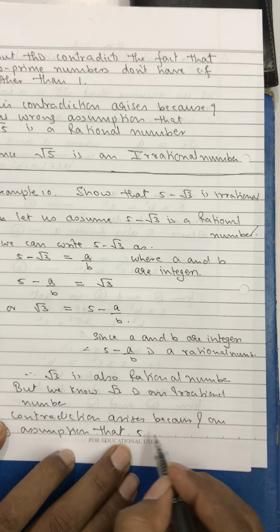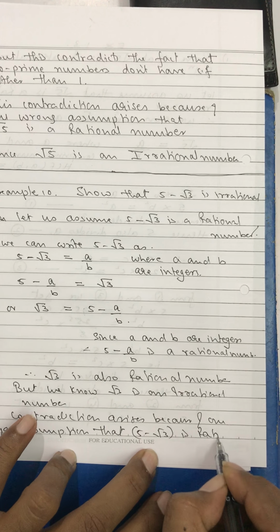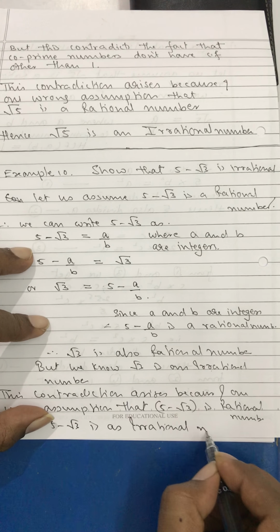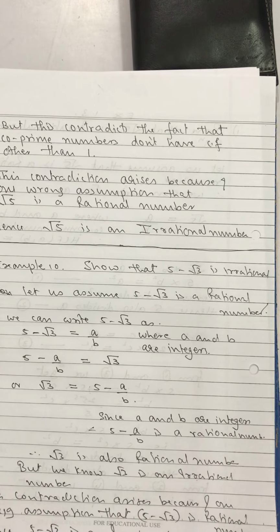5 minus root 3 is a rational number. Hence, I am continuing, sorry for this. 5 minus root 3 is an irrational number. Okay? See, it's very simple.